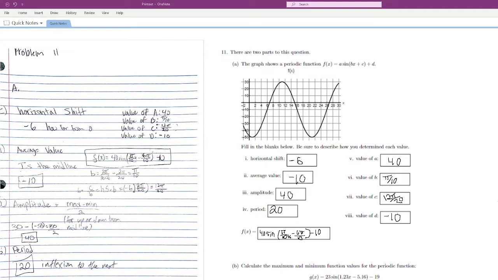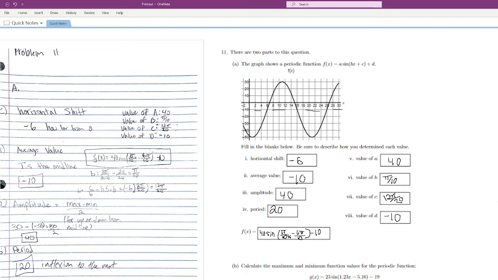With my work on the left and my question and answer on the right, I was able to determine the solutions by first finding the average value, or the midline, by taking the max and min, dividing that by 2, which gave me the amplitude, and then took the max and the amplitude, found the difference, which gave me my average value. So I had -10 as the average value, 40 as the amplitude, which then gave me this dashed line that would go across here, and that would be essentially the midline.